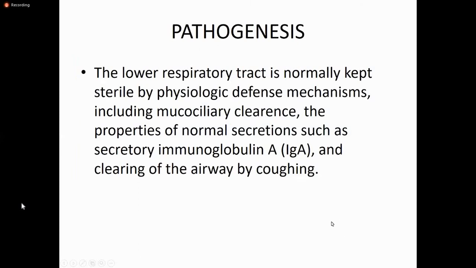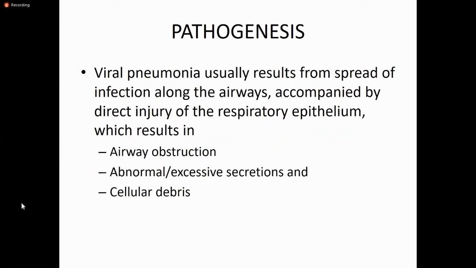Okay, now what is the pathogenesis of pneumonia? The normal physiology of the respiratory tract is that it is kept sterile by physiologic defense mechanisms, and these include mucociliary clearance, the properties of the normal secretions such as secretory IgA, and clearing of the airway by coughing. So these are the normal protective mechanisms with the help of which the airway is kept sterile. Now, what happens when any organism attacks the respiratory tract? There are different ways in which organisms cause injury to the epithelium of the respiratory tract.